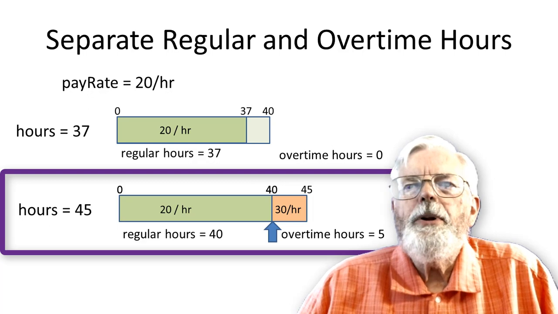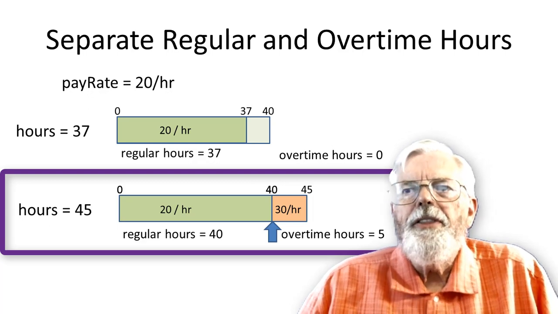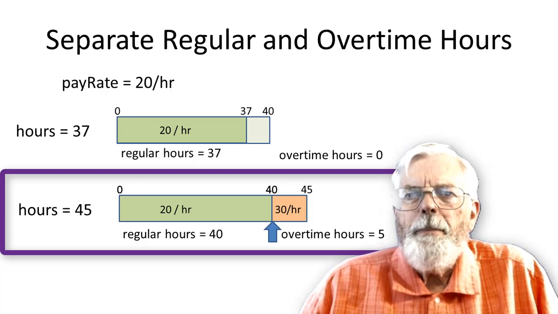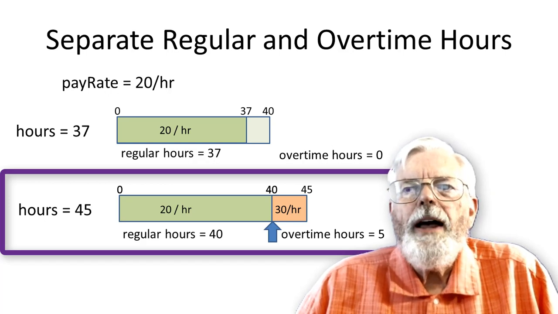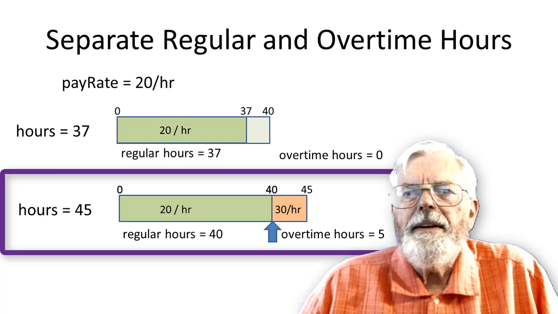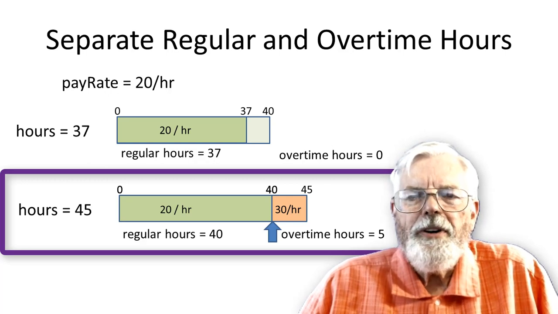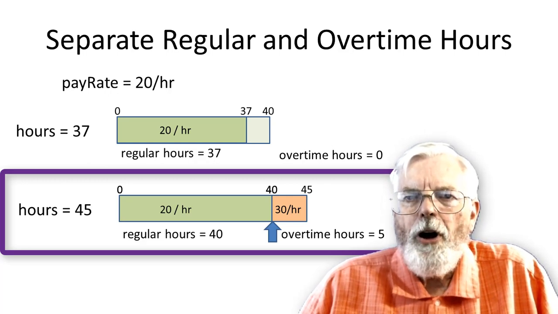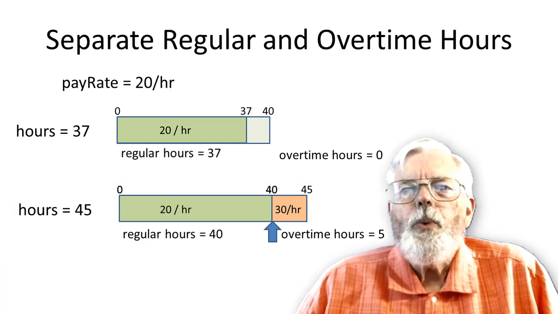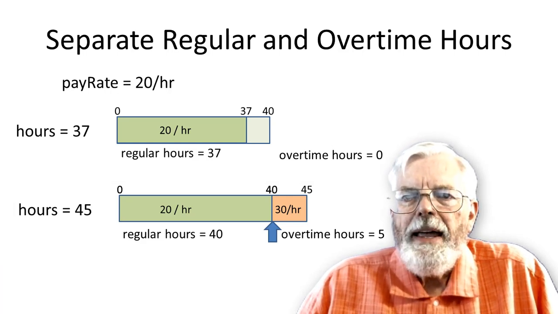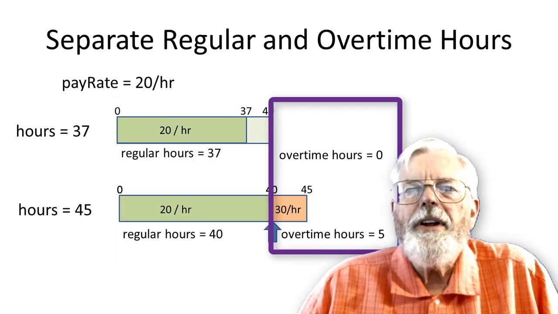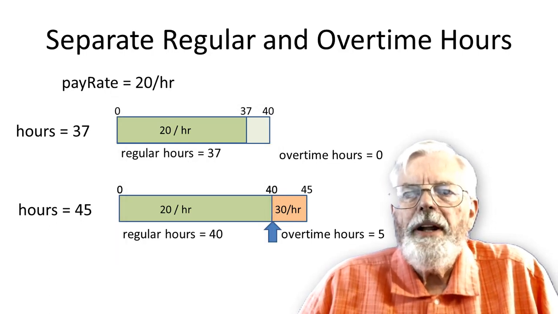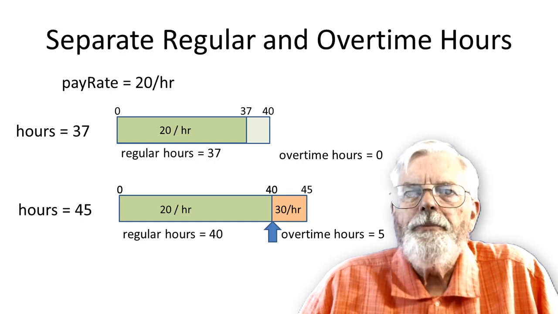The second example shows 45 hours. Therefore, the first 40 hours should be paid at the standard rate of $20 per hour, but the overtime of 5 hours should be paid at time and a half. That makes the overtime hours paid at $30 an hour. The easiest way for the program to compute the pay is to separate the hours worked into regular hours and overtime hours, then separately compute the pay for each.